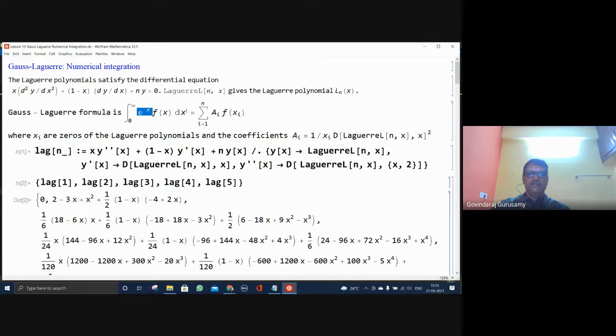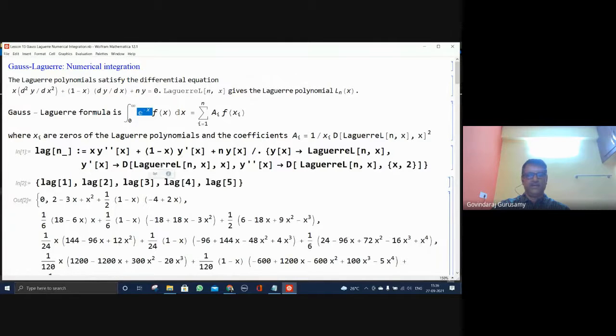Here you have e power minus x square. So the integral in the previous case is e power minus x square of f dx from minus infinity to plus infinity. Here it is 0 to infinity. I think I didn't write this information here. This is e power minus x, the weight function, and the limits are 0 to infinity. That can be written as the integral of f of x. So this is an additional thing that should be available when you do the integration with the limit 0 to infinity. Now again, for the polynomial, we have the differential equation.